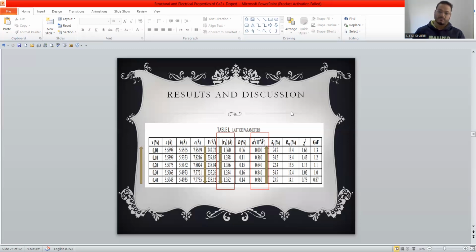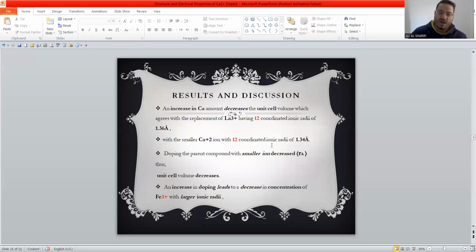And what about the cation mismatch? It is 0 when we don't have any doping element, and when we start doping and increase the concentration of the doping element calcium 2+, we will note an increase of the cation size mismatch from 0 to 0.36 until 0.96. And we will try to explain some plots in this article.